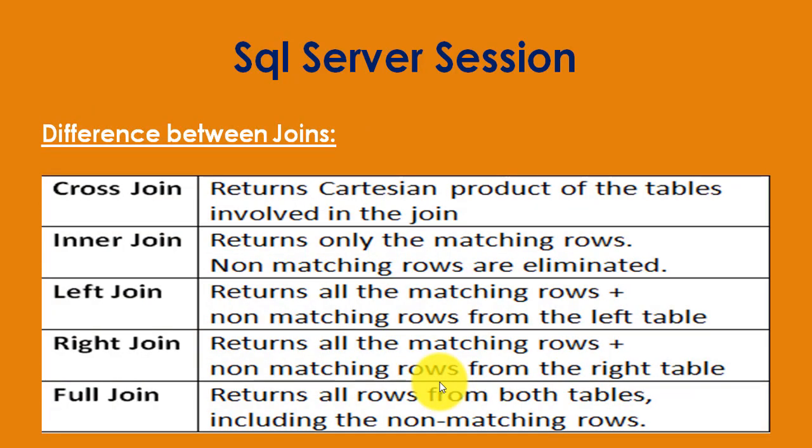Okay, now the difference between joins. The join types are cross join, inner join, left join, right join, and full join. Cross join returns the Cartesian product of the tables involved in the join. Inner join returns only the matching rows, and non-matching rows are eliminated. Left join returns all the matching rows plus non-matching rows from the left table. Right join returns all the matching rows plus non-matching rows from the right table. Full join returns all the rows from both tables, including the non-matching rows.